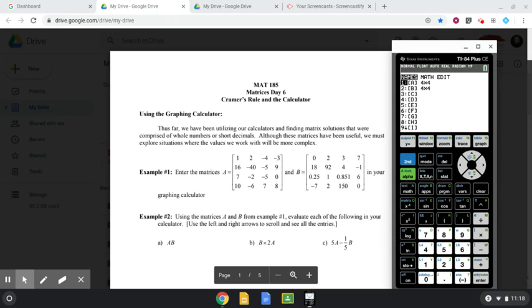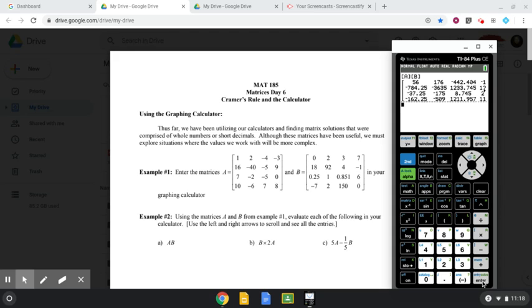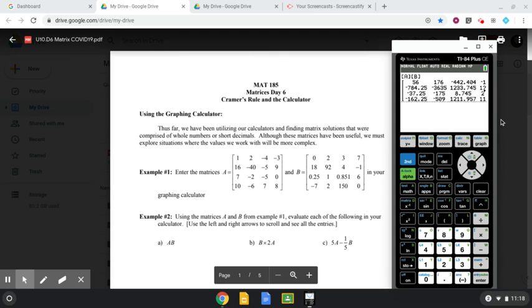So now for example number 2, using the matrices A and B from example 1, evaluate each of the following in your calculator. The parentheses, use the left and right arrows to scroll and see all entries, refers to your answers. So for A, I want to do A times B, meaning matrix A times matrix B. So I'm going to do second matrix, and all I'm going to do is pull up the names and the appropriate operations. So matrix A, and then go back into my matrix menu and call out matrix B and press enter.